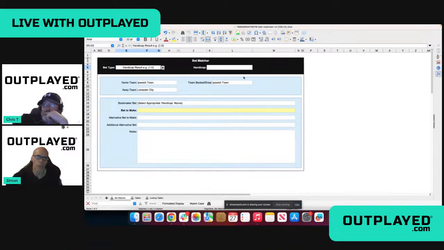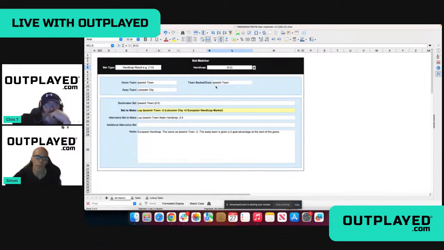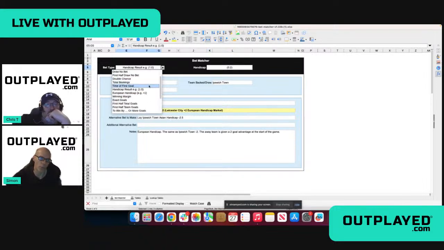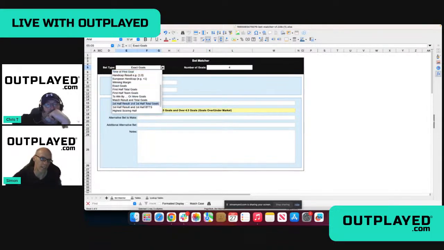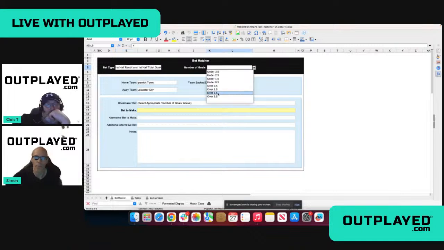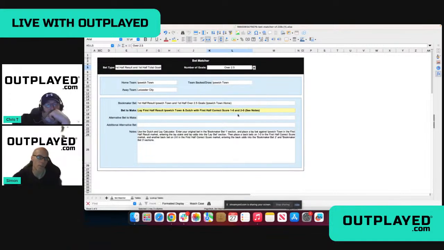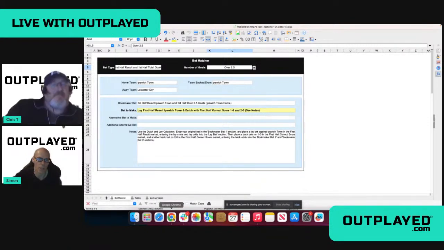So handicap, let's say you've got a bet. I think Quiff do it, or different bookies. Ipswich Town 0-2. You know, what on earth does that mean? It's basically a European handicap, and this is how you can deal with it. Basically, different options as well. Exact goals, 4 exact goals, and it basically tells you how to lay these different things. So yeah, that might come in useful for certain bets. It was designed for Quiff really, but that's something that might be useful for you.